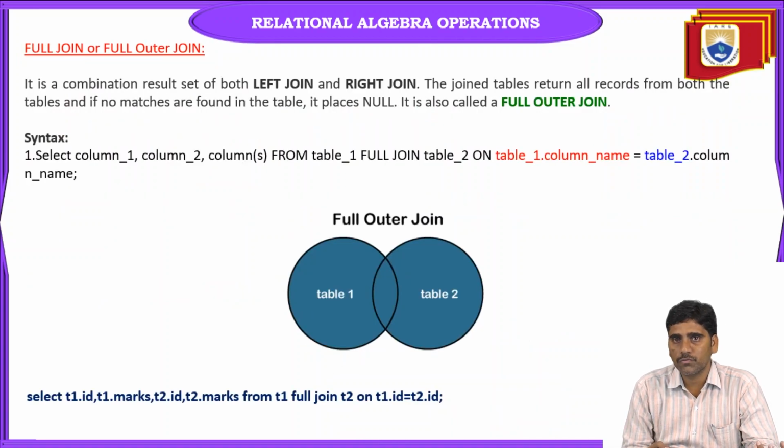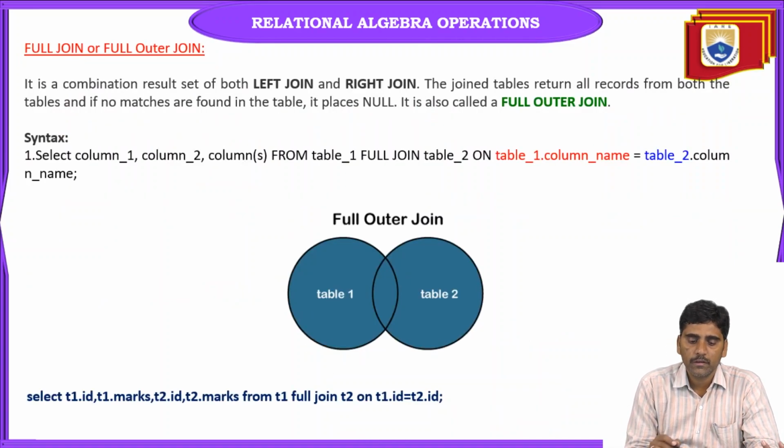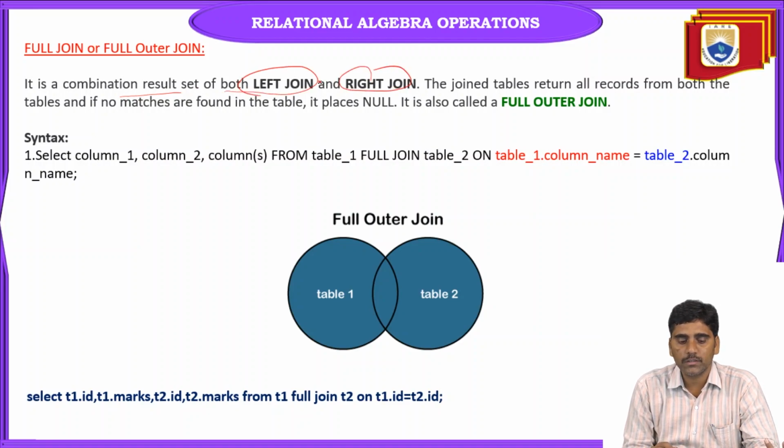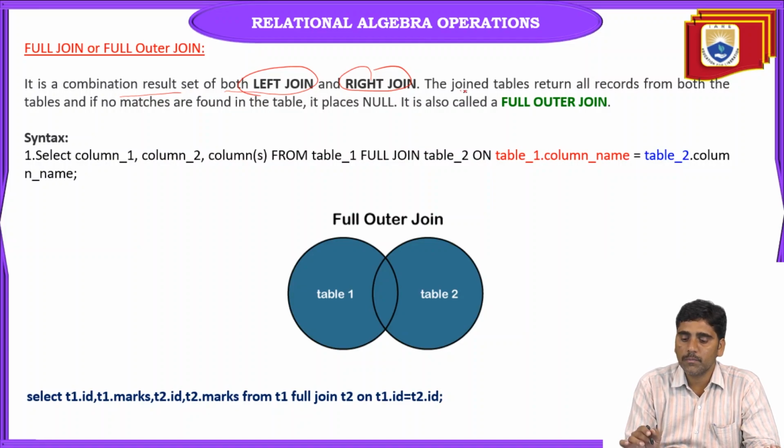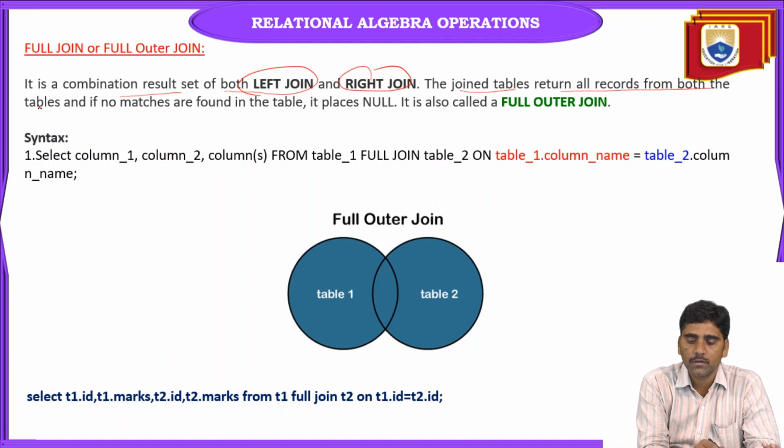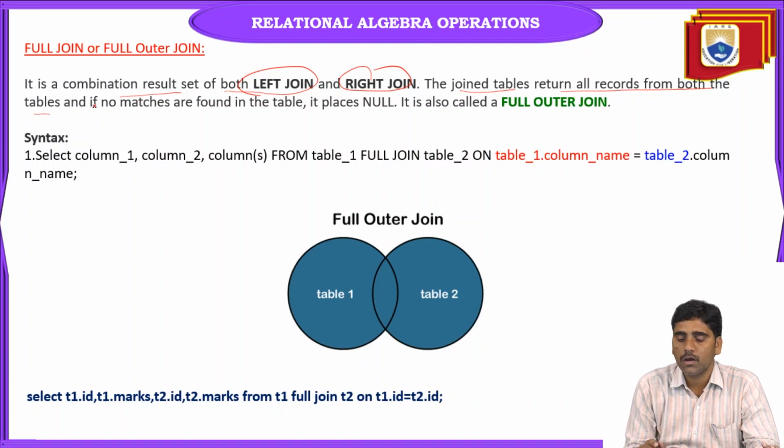Full outer join. So full join or full outer join is a combination result set of both left join and right join. It means it performs like both left and right join, so it is the union of left and right joins. The joined tables return all records from both the tables.